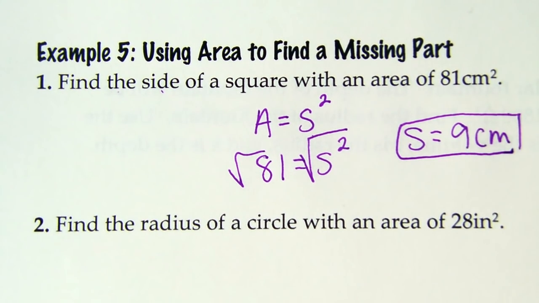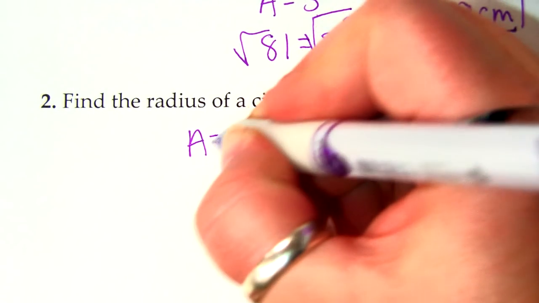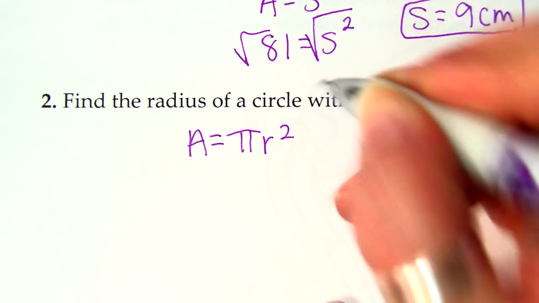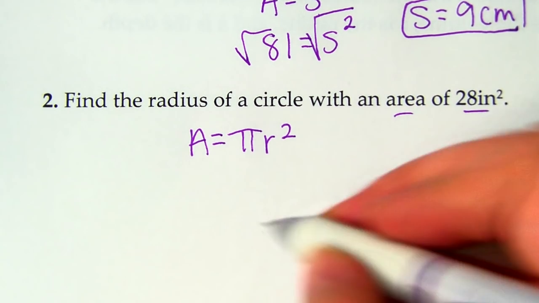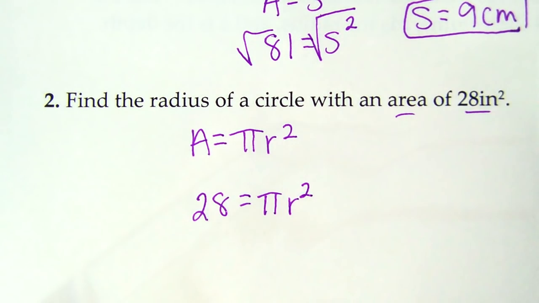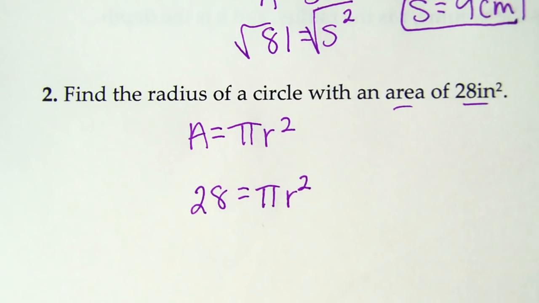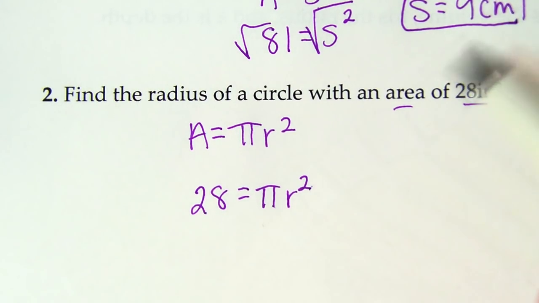Number 2 is a circle, so the area formula for that is pi r squared. So we're going to plug in what we know. We know the area is 28. So 28 equals pi r squared. So I can't take the square root yet because the r squared is not by itself. So I've got to divide by pi first.